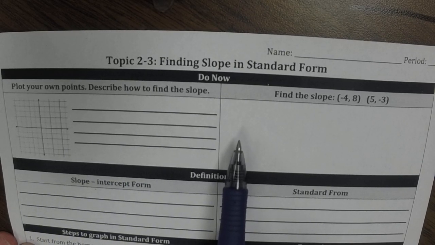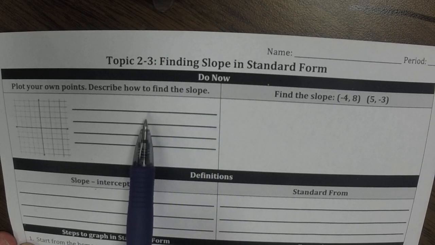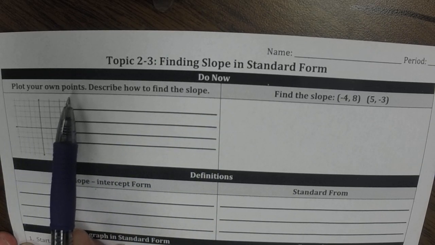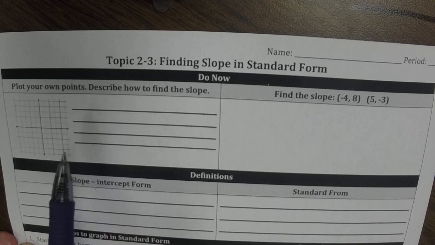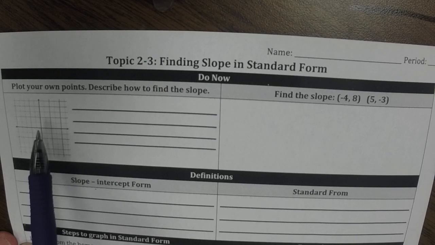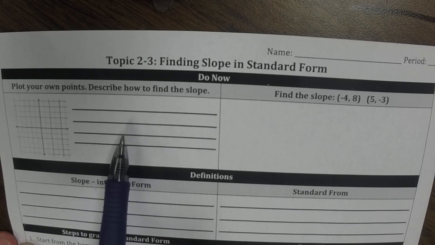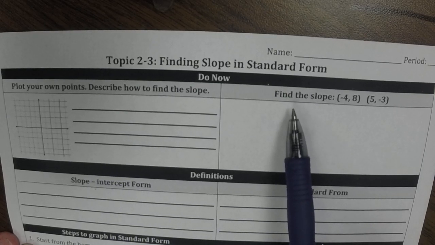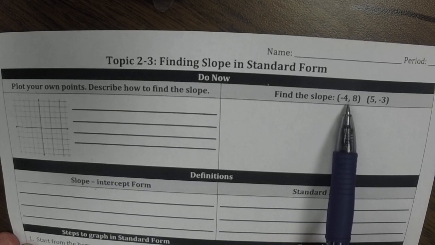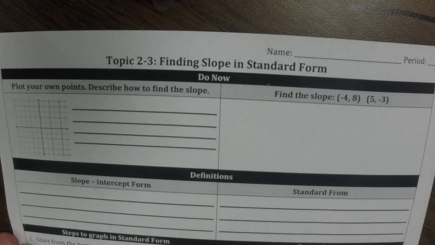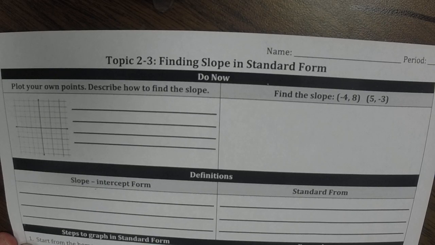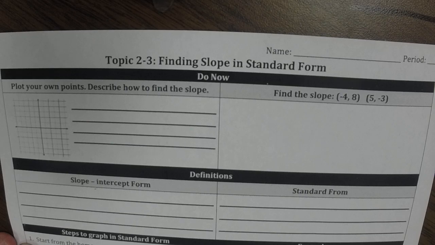The top two, these are your do now questions as always. These are review. So it says plot your own 2 points and then describe how to find the slope. So again, you're going to just plot 2 points on this line and then you're going to describe how you find the slope. Okay. And then the second part is find the slope between these 2 points. And remember, that's where you're going to use lists and spreadsheets on your calculator. Okay, so you're going to do those without any help, and then once you are done, then come back and we'll start to do the definitions.